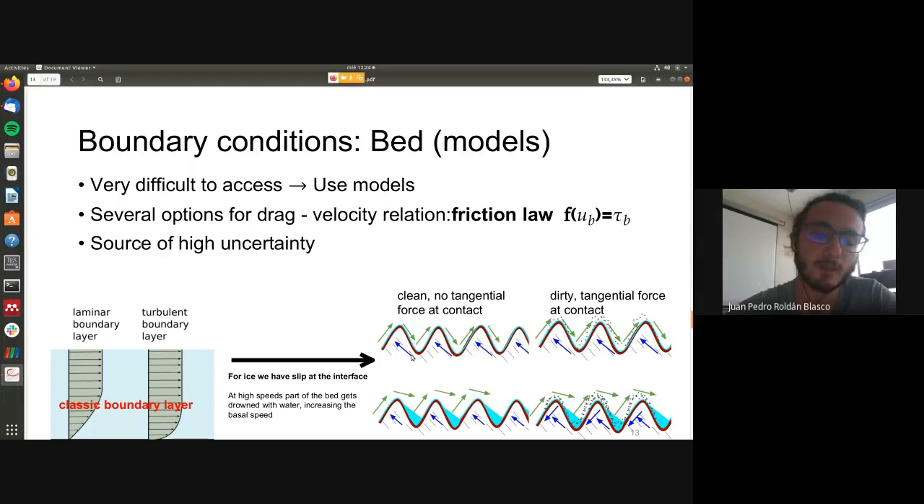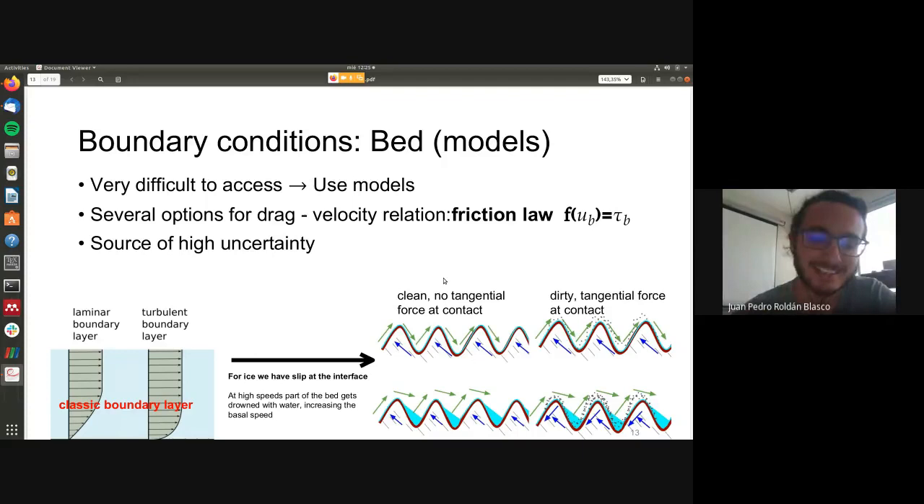Whereas actually we know that glaciers have debris, which means that we are going to have some tangential reactions, and that's going to make this relationship a little bit more complicated. And it's not only that, because as glaciers, ice, frozen water, flow, they carry a whole network of channels filled with water inside.